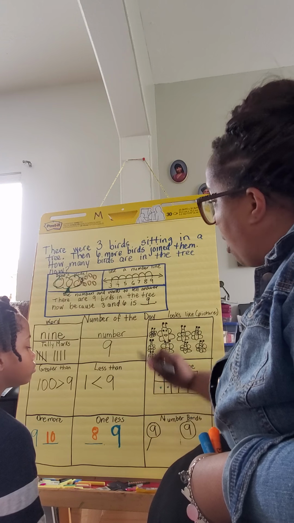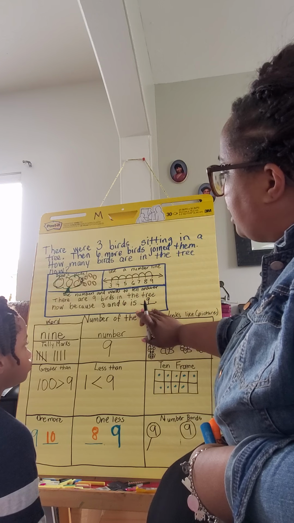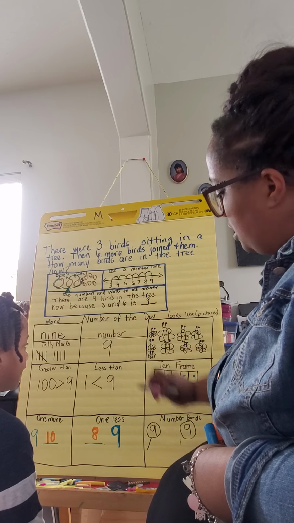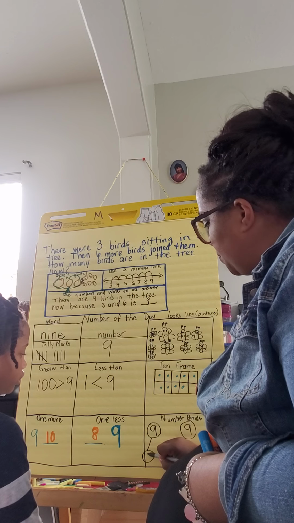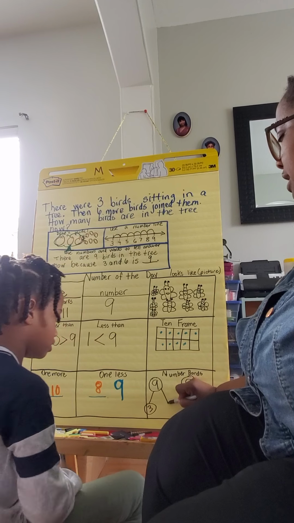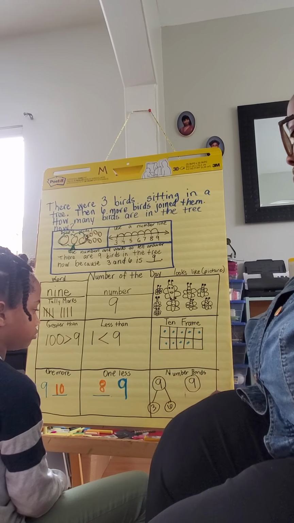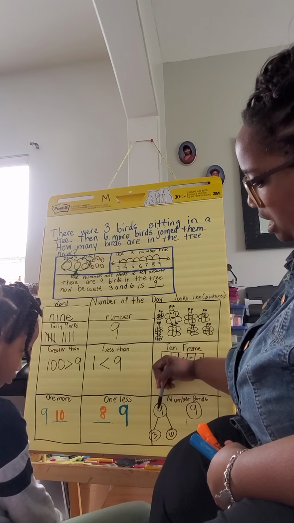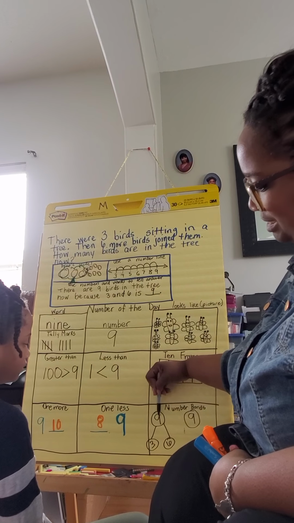And we know that from our problem, one way to make 9 is 3 and 6. So we have 3 and 6. Right? Yes. So that means 3 and 6 is 9.